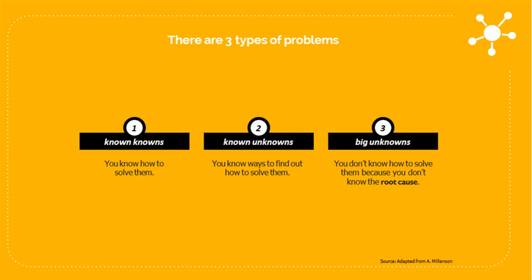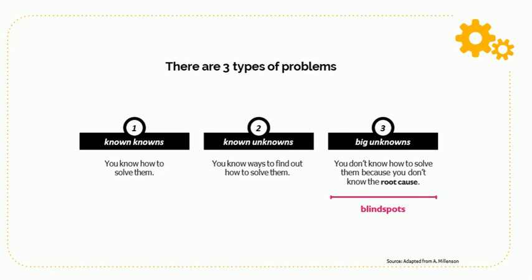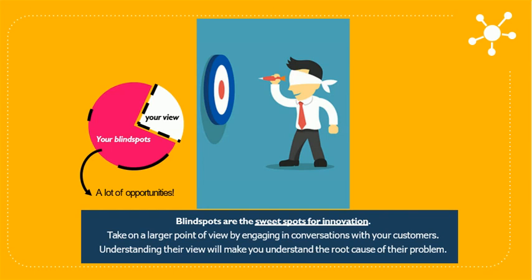Number three are the big unknowns. These are the problems which we don't know how to solve, because we actually don't know the root cause of the problem, and we don't know how to find out the root cause. So these are basically the blind spots in your design thinking and in your problems. Blind spots are very important for creating opportunities. If I talk exactly about blind spots, I will say that blind spots are the sweet spot for innovation. So if you find a blind spot in your problem, then you are going to innovate. And if you don't have a blind spot, then you will be limited to finding that blind spot and creating an opportunity. There are many ways to create or find a blind spot.